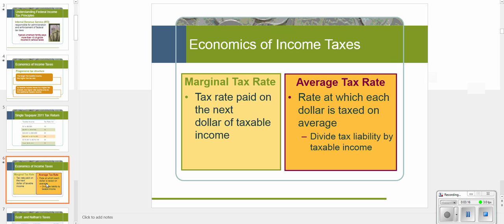Now, the economics of the income taxes is this. There's a marginal tax rate, and the marginal tax rate is the tax rate paid on the next dollar of taxable income, okay? The average tax rate is the rate at which each dollar is taxed on average. So you divide your tax liability by your taxable income, and you get your average tax rate, okay?